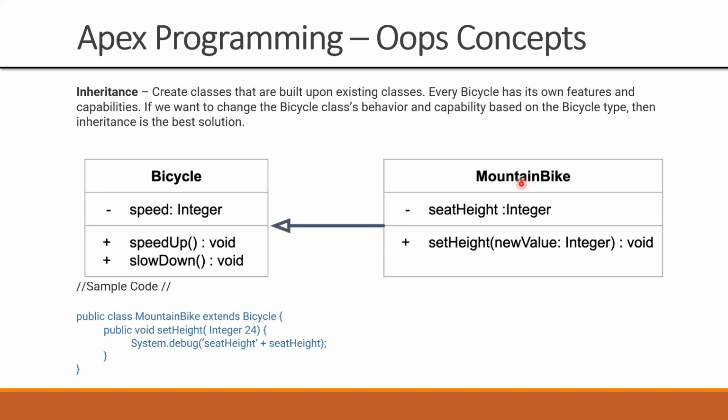Mountain bike. What is the variable name? Seat height. And what is the method name? Set height. We can increase or decrease the height of the seat. Clear, guys? Or are you not able to understand anything, or is everything clear? Please let me know so that if I need to repeat, I can repeat.